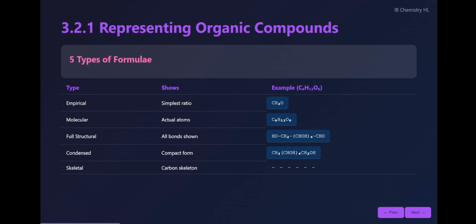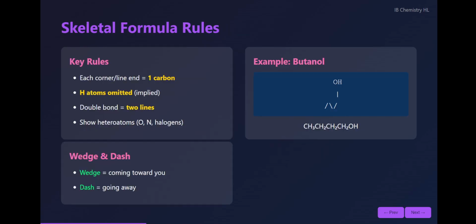This takes forever to draw, so we use condensed structural formula instead, like CH3CH2OH for ethanol. Finally, skeletal formula. This is how chemists actually draw. Each corner or line end is a carbon. We do not bother drawing hydrogens. They are implied. The IB loves asking you to convert between these. Practice until it is automatic.